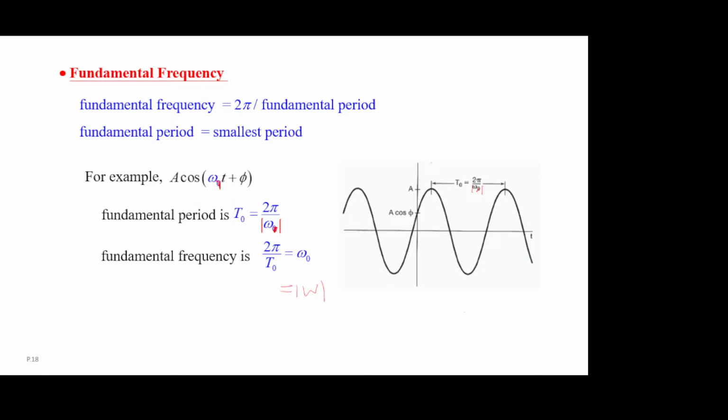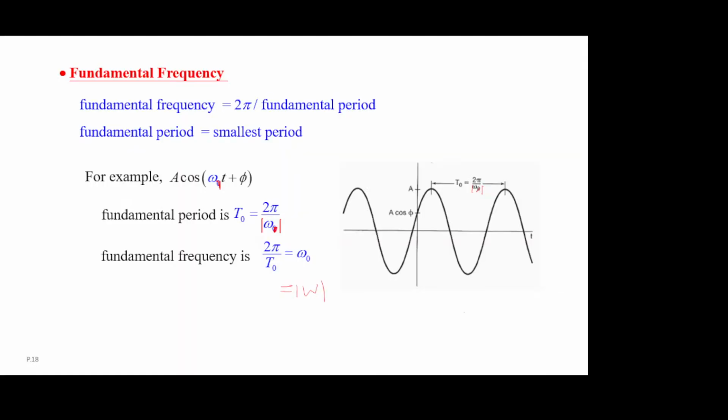Okay. So I want to find everything logically. You use this relationship to find the fundamental period, then you have 2 pi divided by the fundamental period equal to your fundamental frequency. Okay, so that's how everything is defined.